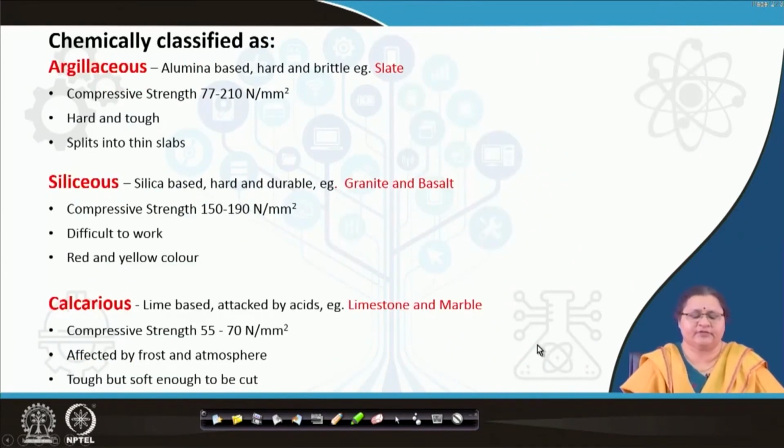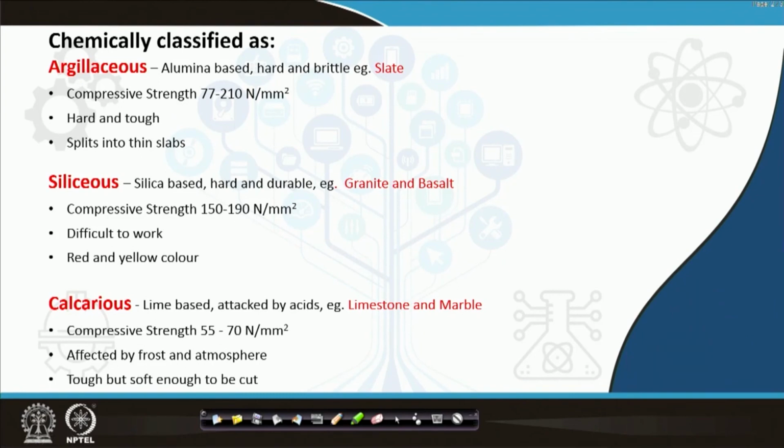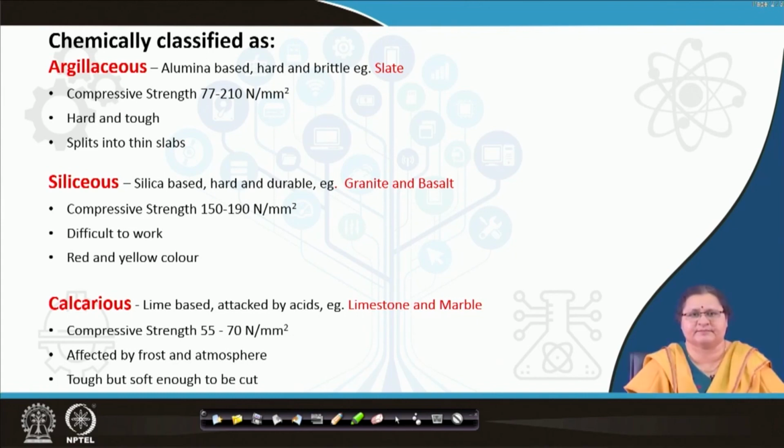Chemical classification, if you go, it is argillaceous, siliceous and calcareous. Argillaceous are the alumina based, siliceous are the silica based, those are the granites and basalts, and the calcareous are the calcium based, which are the limestone and the marbles. So, here the details of the values of their compressive strength etc. are mentioned, but if you go back you will see it is the igneous rocks, the stratified rocks and the metamorphosed rocks. So, they can be classified physically as well as chemically.